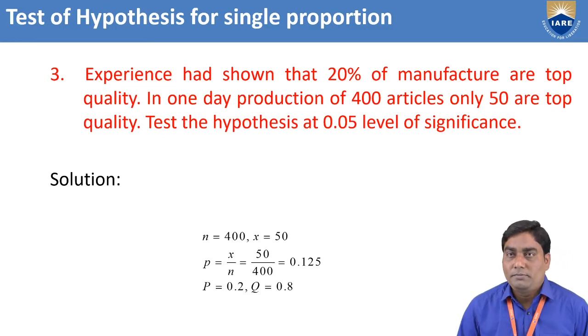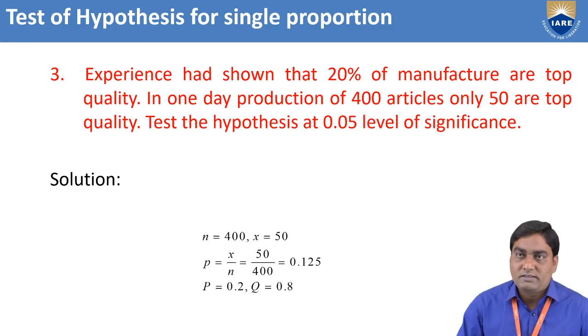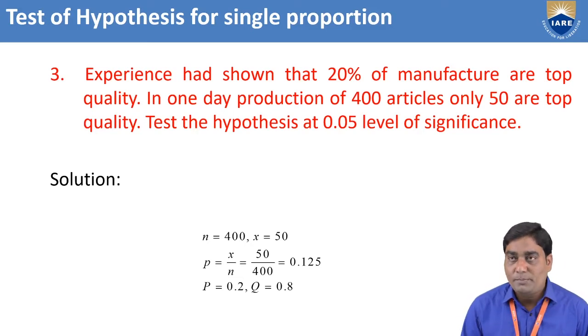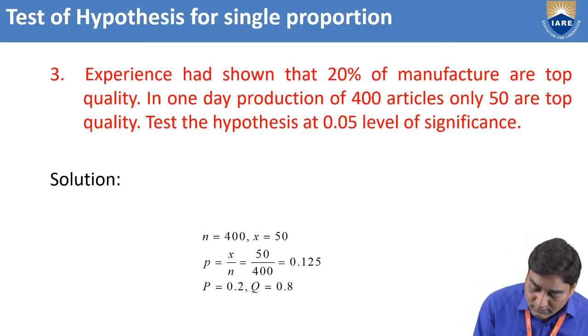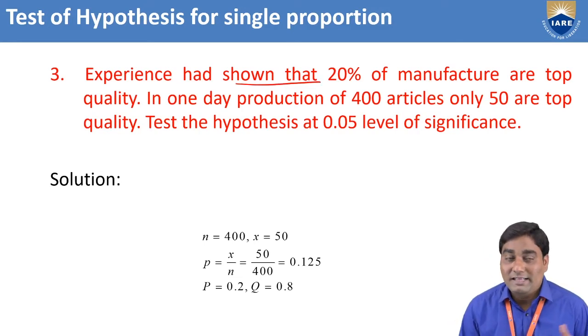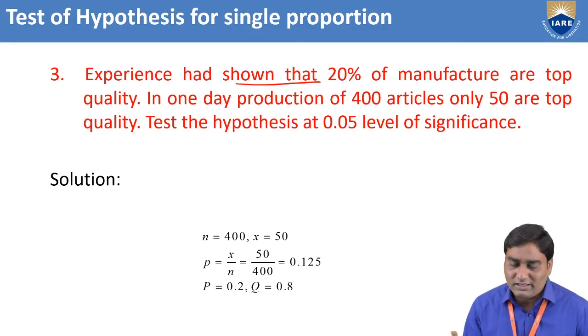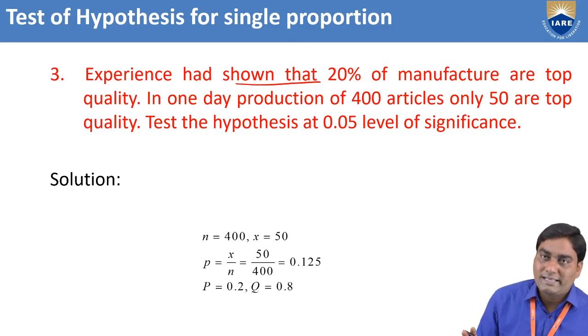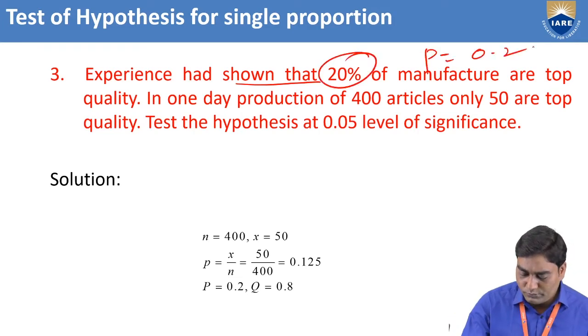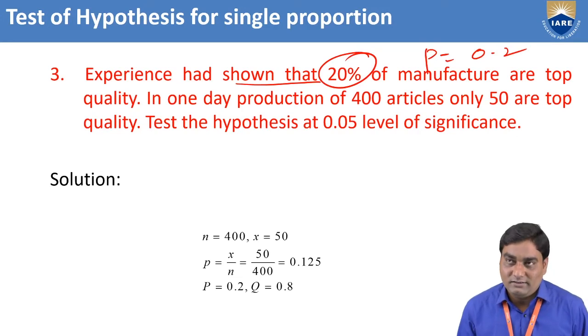Coming to the third problem, which is a little different compared to the first two problems. The statement of the problem is: experience has shown that 20% of manufactured articles are top quality. This is a general statement. Observe that in the previous two problems it was either at least, or less than or greater than, but here nothing like that is given. A direct statement is given: experience has shown that 20%. That means capital P is directly 0.2, not greater than or less than.